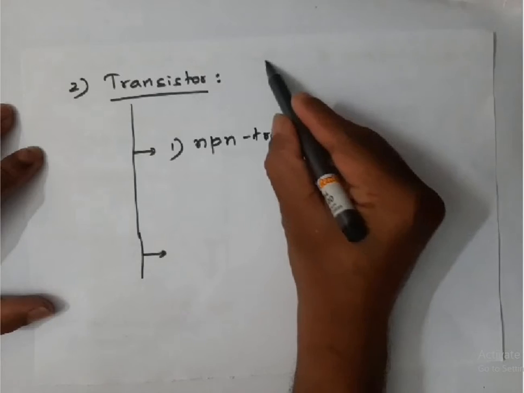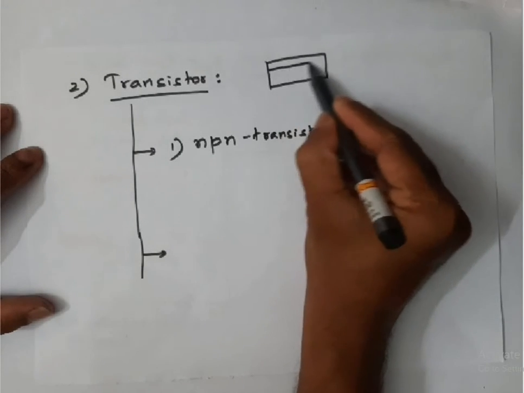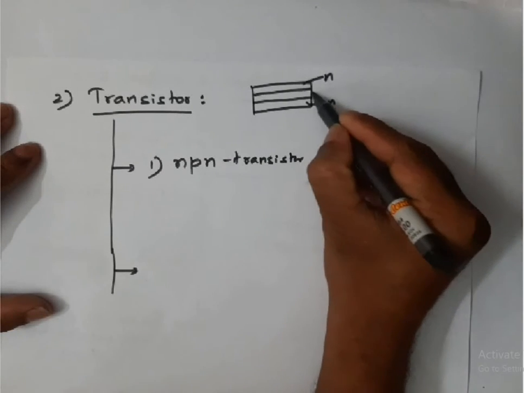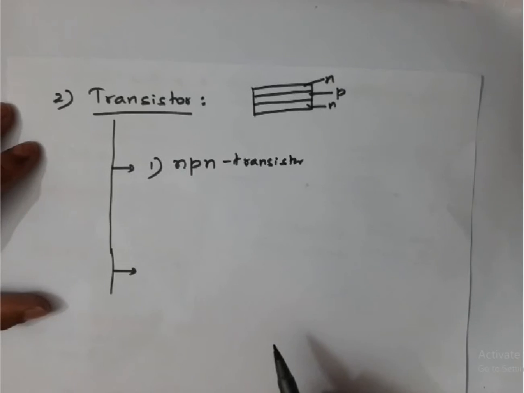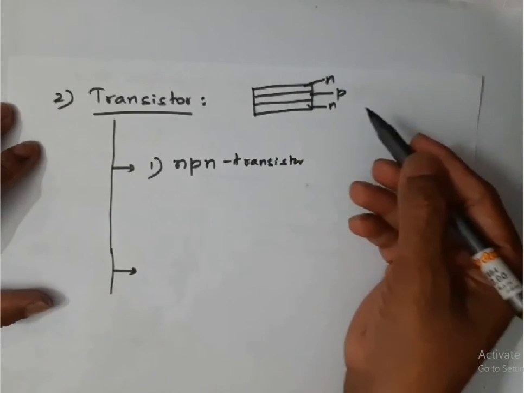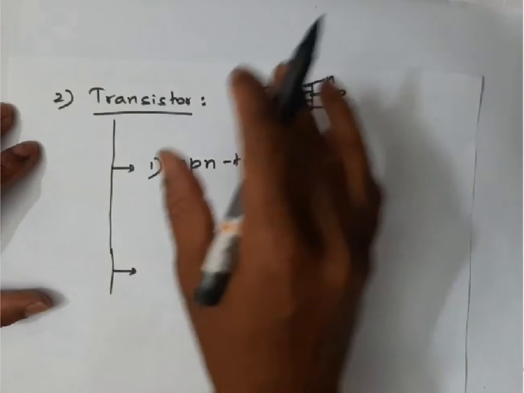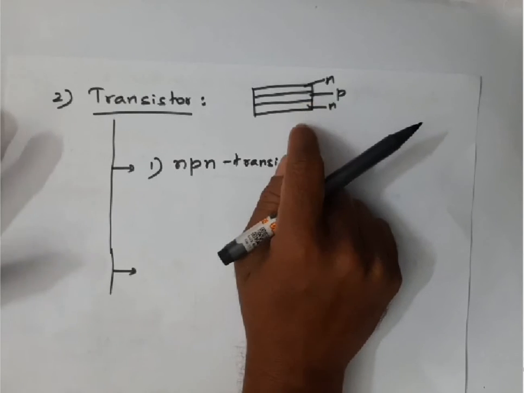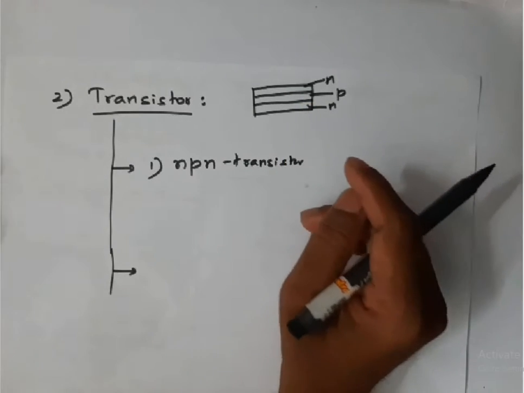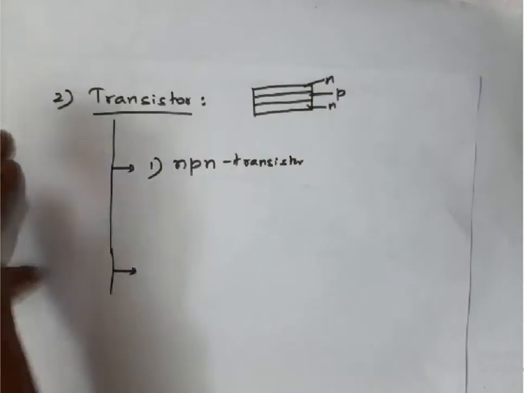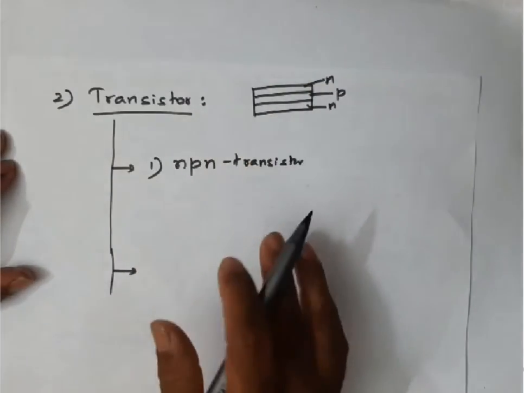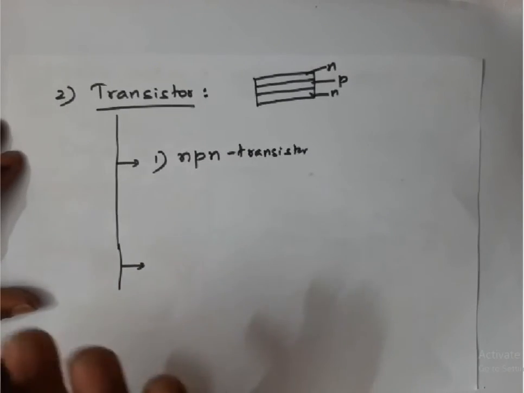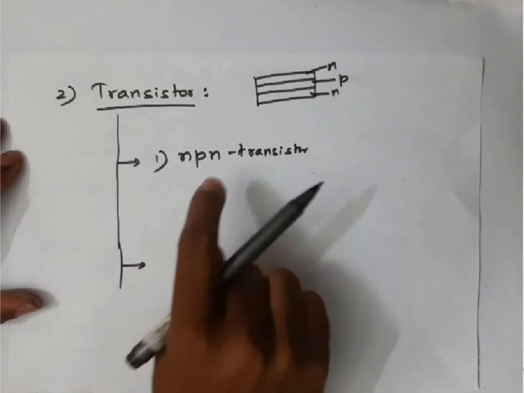Just understand like this. I have a material which has 3 components. The upper one is N, the lower one is N, the middle one is P. We have emitter, base, and collector junctions. One semiconductor acts as the emitter, one acts as the base, and the other acts as the collector. You are going to learn all these things in physics. I am not going to discuss much about that, but I am going to give you just the basic, elementary ideas. In transistors, we have 2 types.